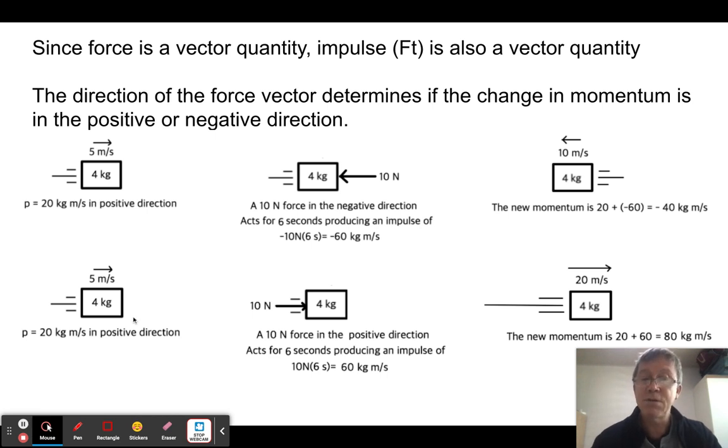I'm going to apply the 10 newtons of force, but this time I'm going to apply it in the same direction the object is moving, the positive direction. Well, now I have 10 times 60, but it's positive. So I'm going to add 60 to 20. I'm going to end up with 80. Right? Not a hard idea, but you've got to keep this in mind.